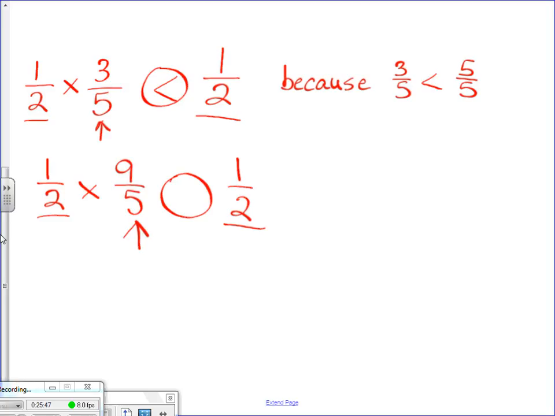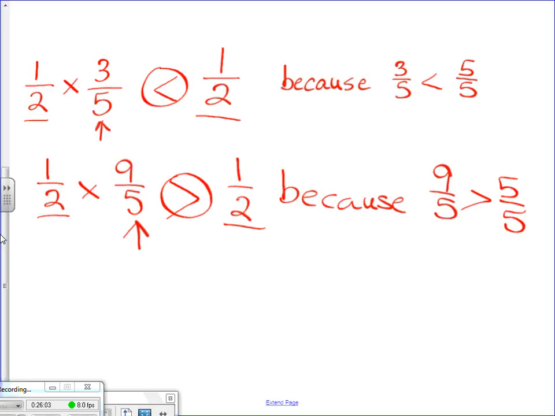It'd be greater than because 5/5 is a more than factor. Yes. So greater than because 9/5 is greater than 5/5. I thought it was less than. Close enough. Okay. So I didn't recognize the 9 and the 5. Do you recognize it now?